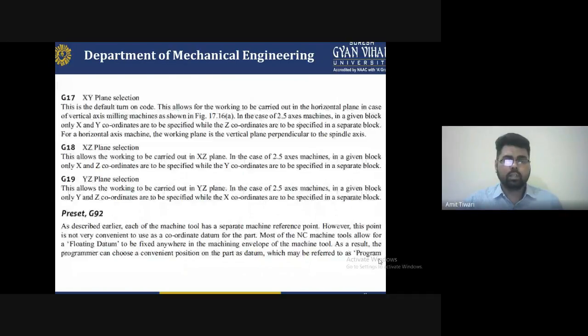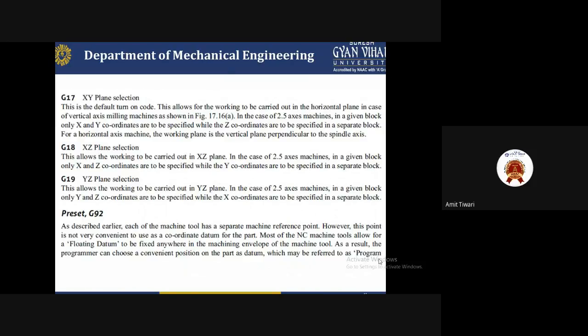Second is G17. G17 indicates the XY plane selection. First of all, G17 indicates that this is for the XY plane selection on the machine. So this is the default term on the code, so do not change it again and again. We have already fixed it.